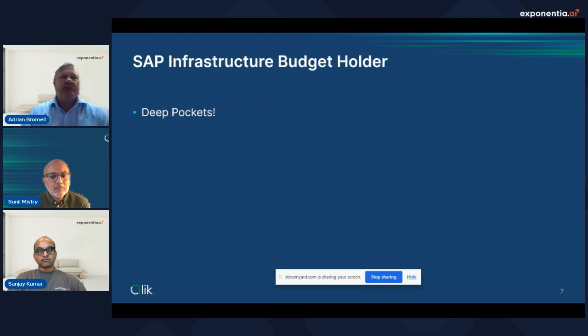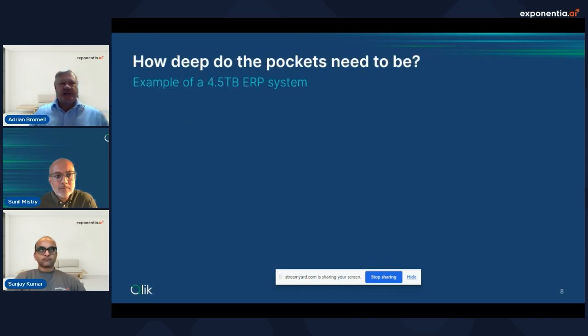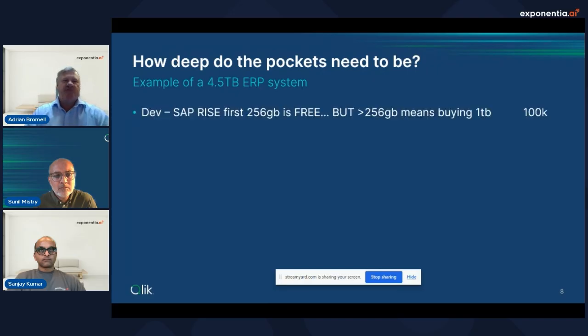Now, the one that a lot of people overlook is who owns the budget for the SAP infrastructure. If you find them and you ask them, the only thing they're going to be worried about is, have we got deep pockets enough to make this work for us? Let's explore this a little bit further because a lot of people overlook this. So let's take an example of a 4.5 terabyte ERP system. Okay. If you want a development box on the SAP RISE environment, they'll happily give you the first 256 gigabytes free as part of that contract. So check the small print. But what that means is if you go over that size, you're going to have to add another terabyte of memory, and that is going to cost you.